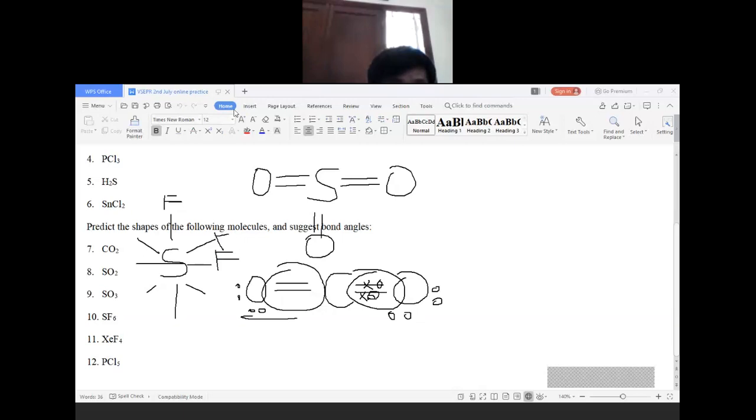So from this one, you have to draw the dot and cross diagram. I will attach homework on Google Classroom for drawing the dot and cross diagram. So I'll give the homework.